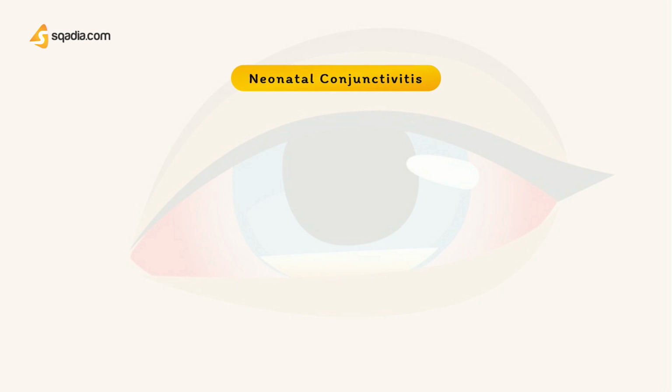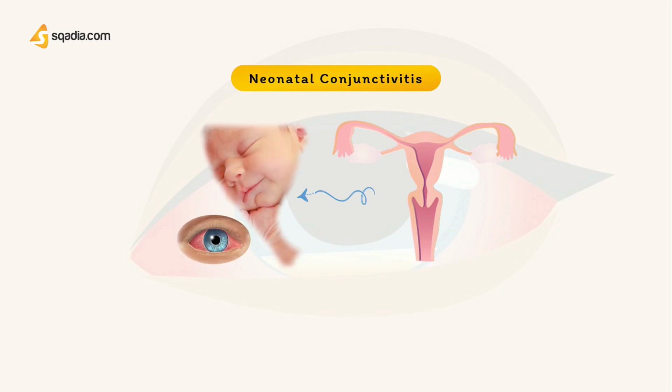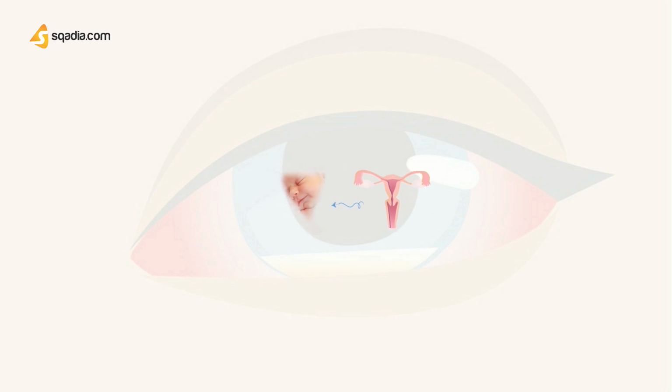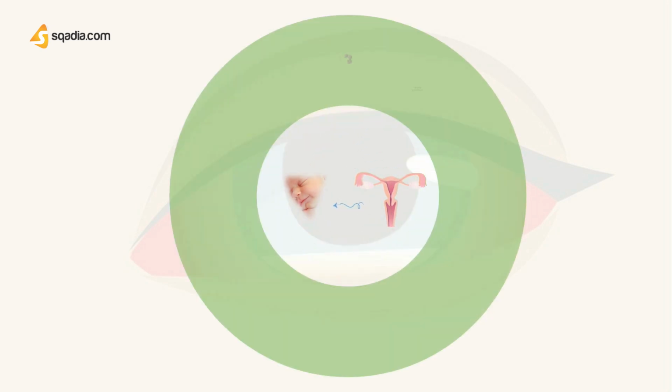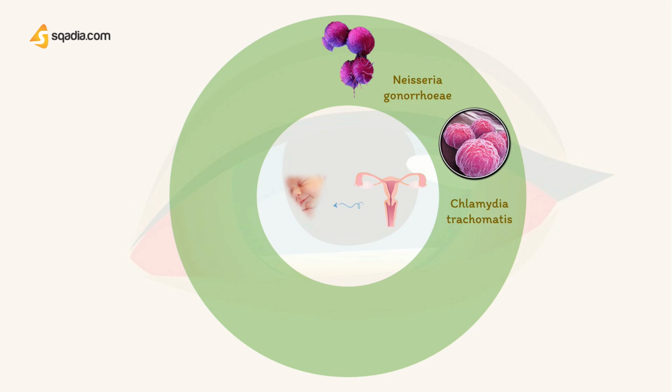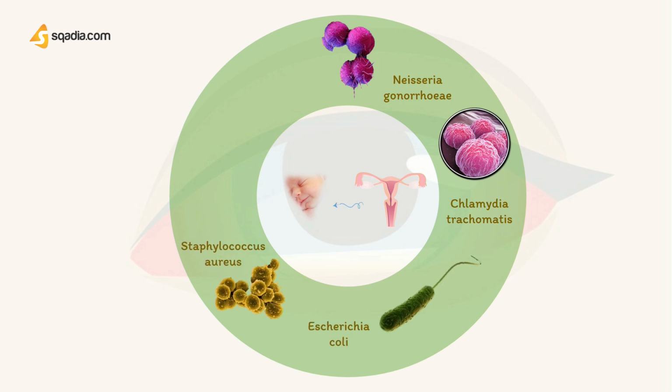It is usually acquired from the infection in the mother's genital tract. You have to note down here that as it occurs in the genital tract, generally it originates from gonorrhea species, and that is why it is called gonococcal conjunctivitis. It is caused by Neisseria gonorrhoeae, Chlamydia trachomatis, Escherichia coli, Staphylococcus aureus, or Haemophilus influenzae.